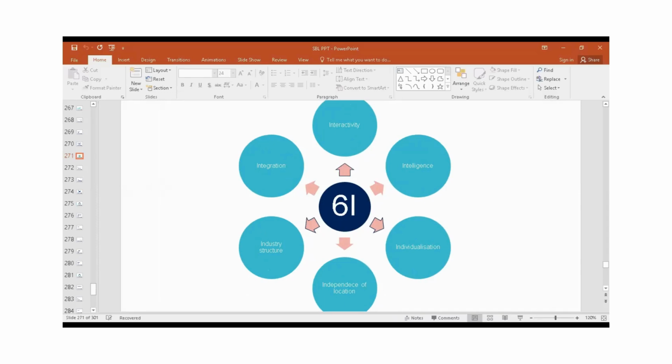When marketing happens on the electronic platform, there are certain benefits that can be derived. The benefits are irrespective of the location, irrespective of what type of industry, irrespective of what is being done, there are certain things that can be derived.